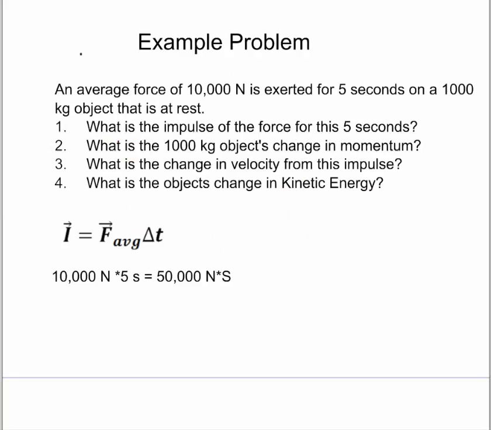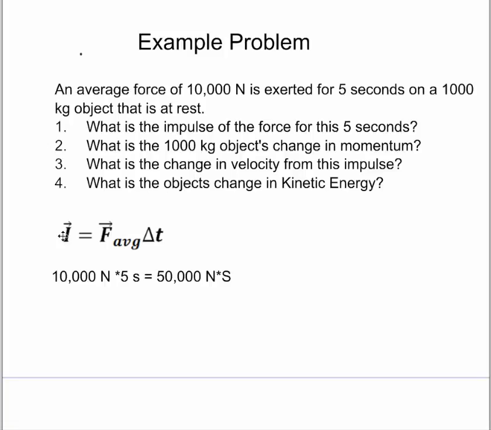I'm going to work one example problem here. The first problem: I have an average force of 10,000 newtons exerted for 5 seconds on a 1,000 kilogram object that is at rest. What is the impulse of this force for 5 seconds? Question 2, what is the 1,000 kilogram object's change in momentum? Question 3, what is the change in velocity from this impulse? Question 4, what is the object's change in kinetic energy?